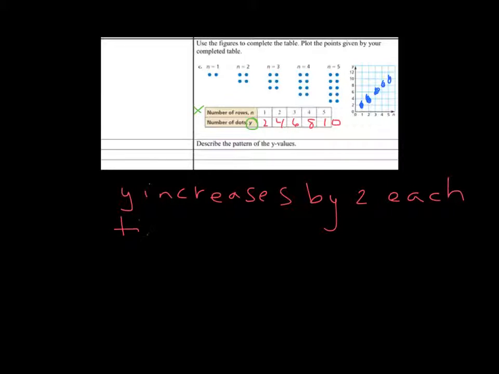Now, if you're looking at the graph, what you should notice is that that creates a straight line. So I know that this is a linear pattern. And that should have been kind of already in your mind, because you know that if you have a constant rate of change, meaning these numbers are increasing by the same amount every time, then that's going to be what creates a line on a graph. Okay? So then from here we moved on.